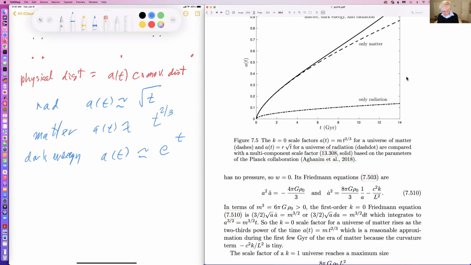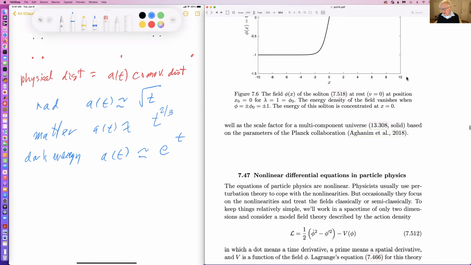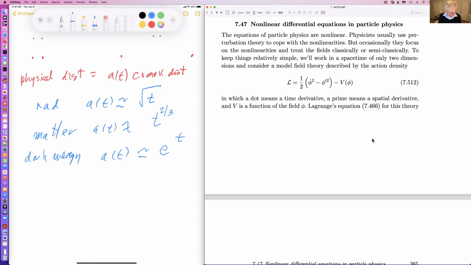Well, since we didn't have any constants in the other equations, I'll just write it as e to the t. So that's the lightning review of cosmology. Now, the equations of physics, let alone particle physics, have t, which is, well, t is time. And I think it's fair to say that time is less understood than space.